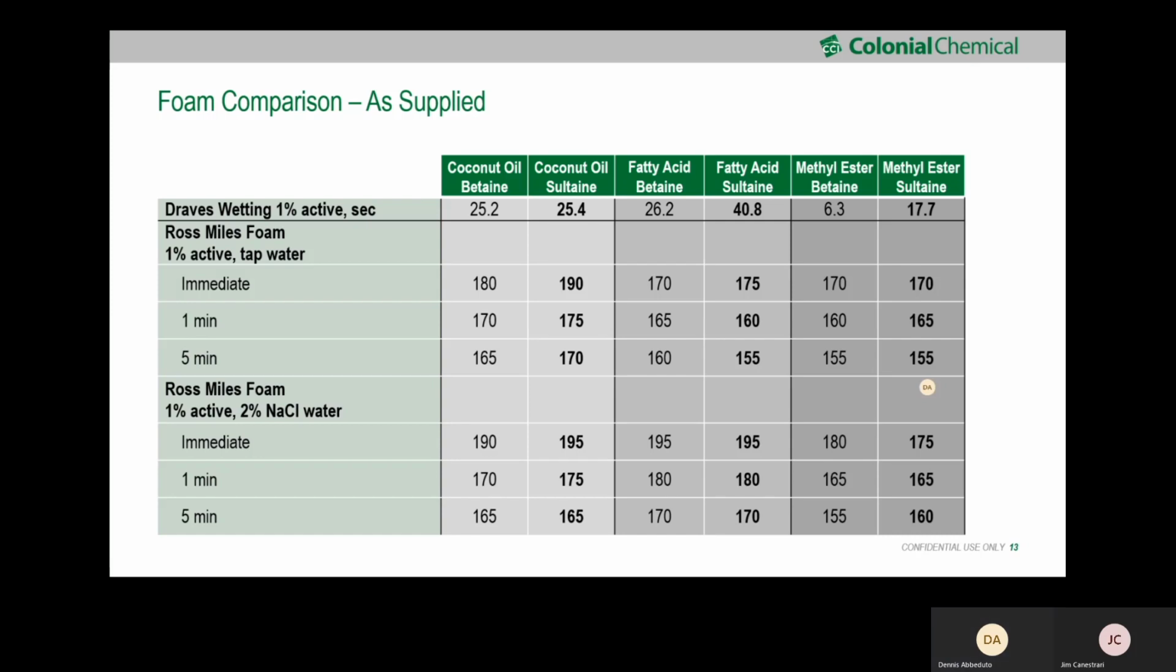Looking at foam and other surfactant performance of the sultaines relative to their betaine counterparts, here we're looking at side-by-side coconut oil betaine and sultaine, coconut fatty acid derived betaine and sultaine, and coconut or palm kernel derived methyl ester betaine and sultaine together. You can see for most aspects, the performance is parity. Any small differences that we see in the numbers here, we wouldn't expect to be consumer perceivable in a formulated product.